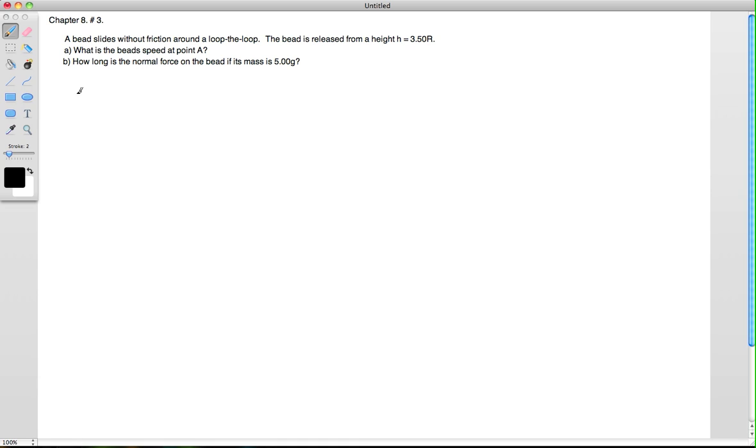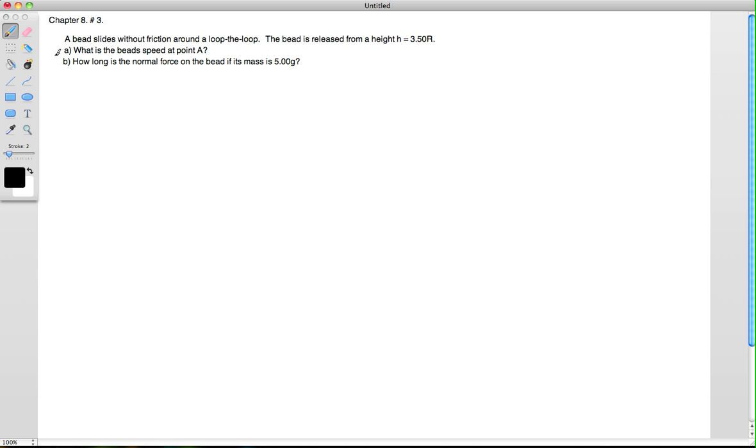Going to be doing chapter 8, number 3. The question was: a bead slides without friction around a loop-the-loop. The bead is released from a height h equals 3.5 r. There are two parts. Part A is what is the bead speed at point A, and part B is how large is the normal force on the bead if its mass is 5 grams.